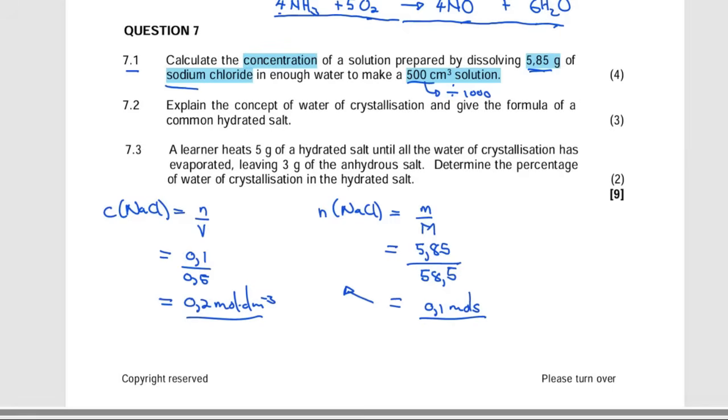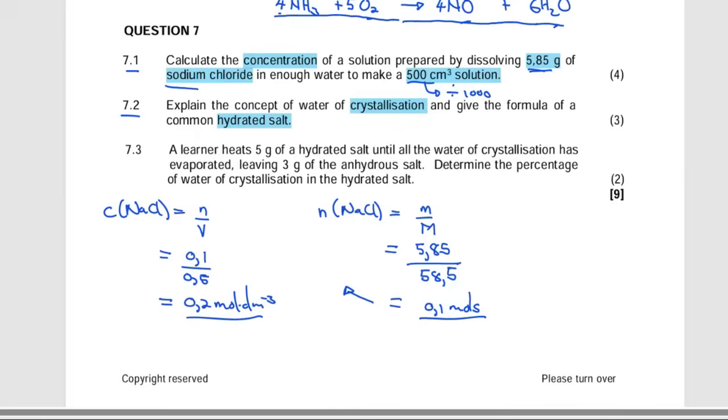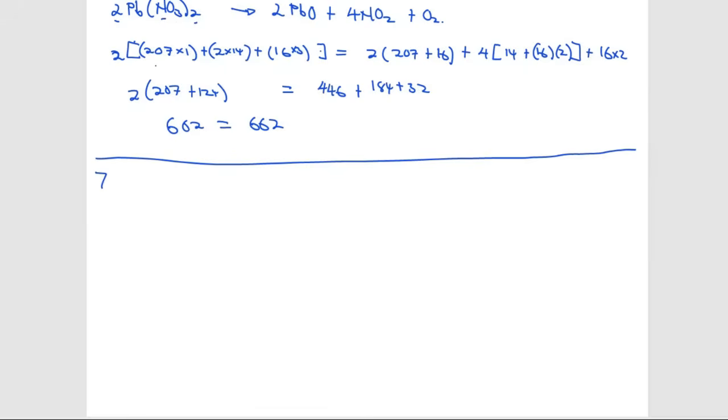7.1. Then moving on to 7.2, it says explain the concept of water of crystallization and give the formula of a common hydrated salt, right? Hydrated means the one that contains water. Then I'm going to explain the concept of water of crystallization. So this is question 7.2.